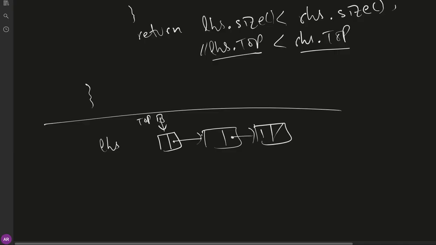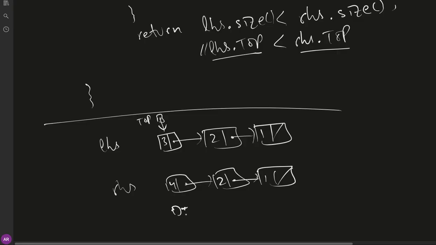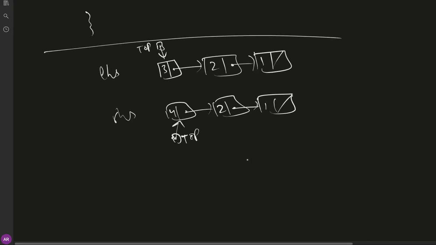So we have 1, 2, 3, and then on the right hand side we have, let's say, 1, 2, and 4, right? So this is the simplest implementation. Of course, STL does not use this implementation, but let's say we have this kind of implementation.